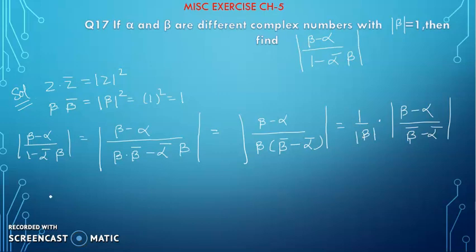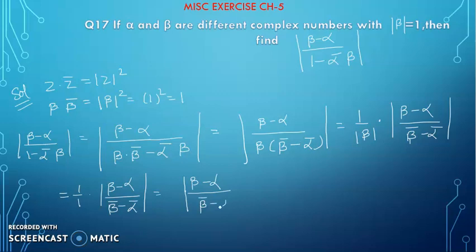So we are left with, starting from here, 1 upon 1 into modulus of beta minus alpha upon beta conjugate minus alpha conjugate, whole modulus. There is no need to write this 1 upon 1. So I can write this as modulus of beta minus alpha upon modulus of beta conjugate minus alpha conjugate.